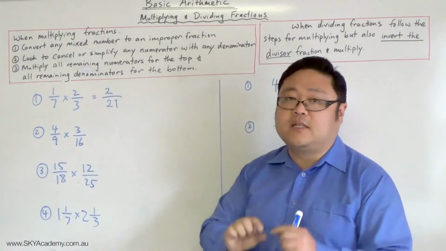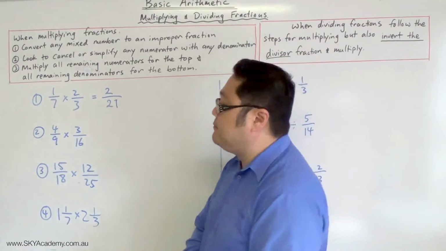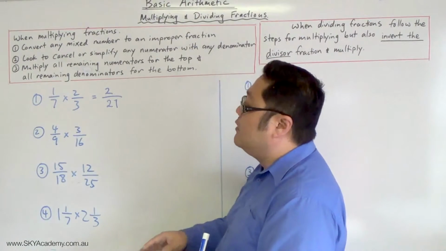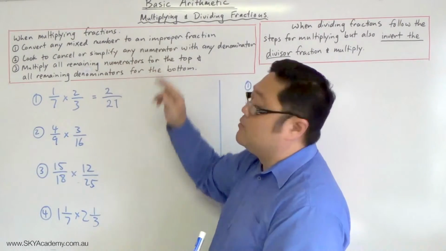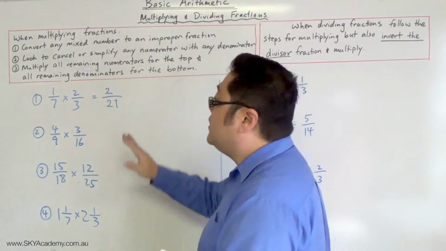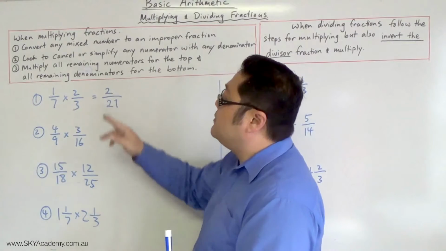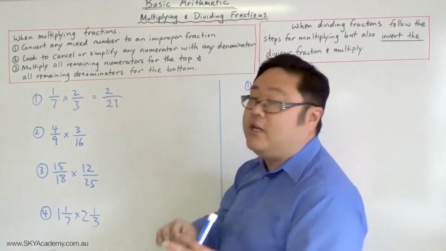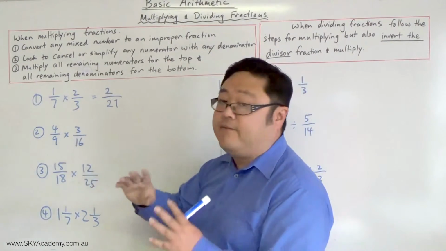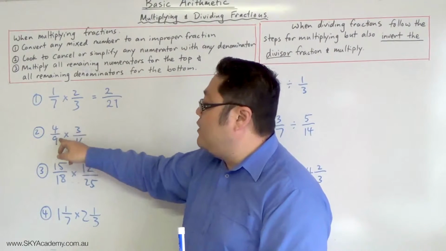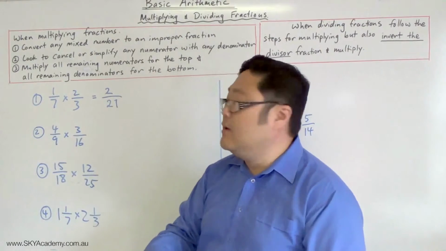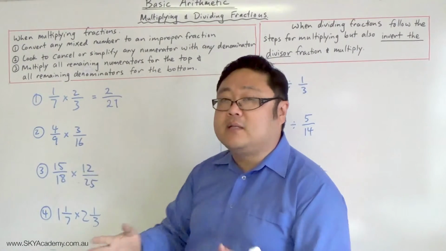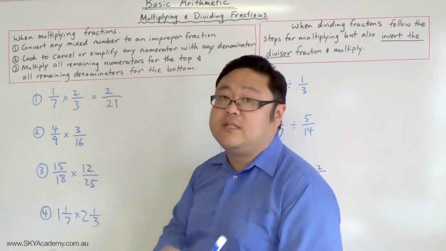The next question has a little bit more complexity to it, but not much more. Again, there's no mixed numerals to convert to improper fractions, so we don't have to worry about step 1. Step 2, look to cancel or simplify any numerator with denominator, and vice versa. 4/9, can we cancel or simplify that? The answer is no. 3/16, can we cancel or simplify? Again, the answer is no.